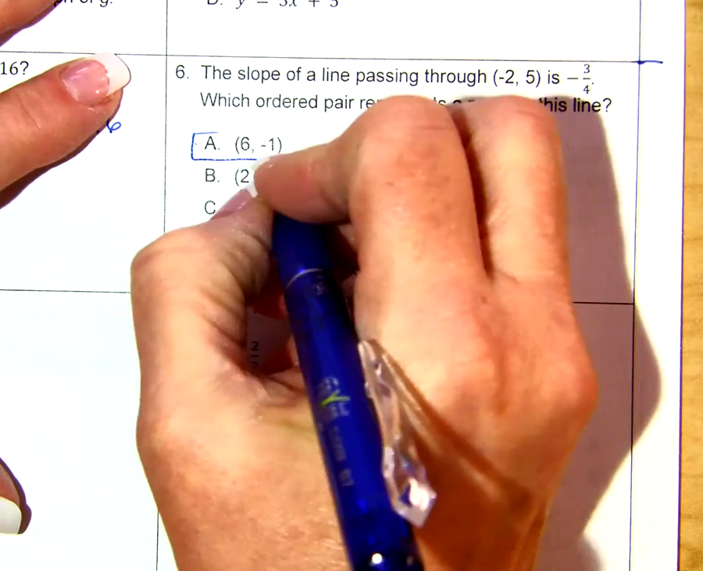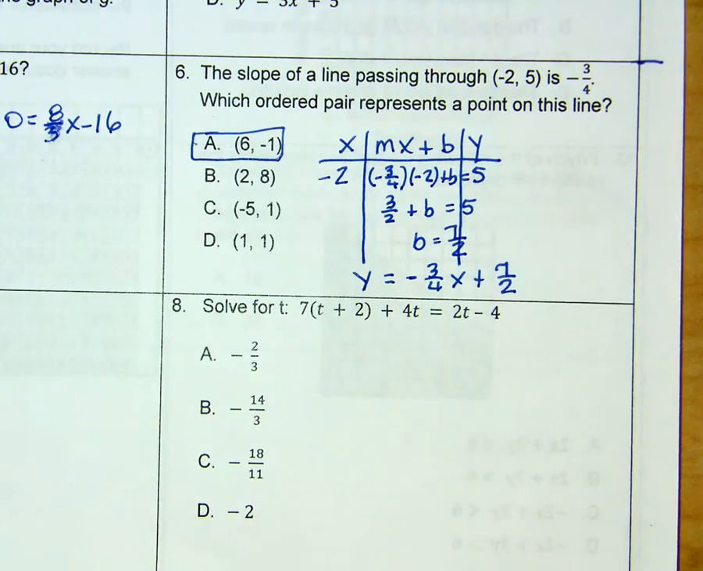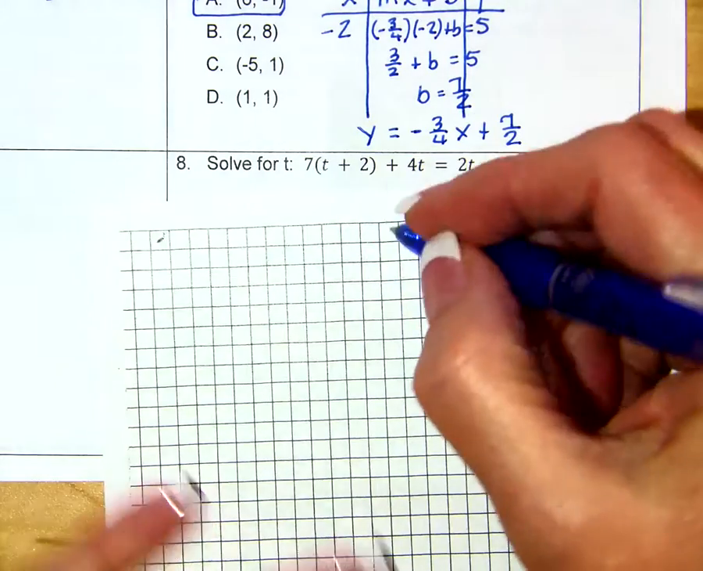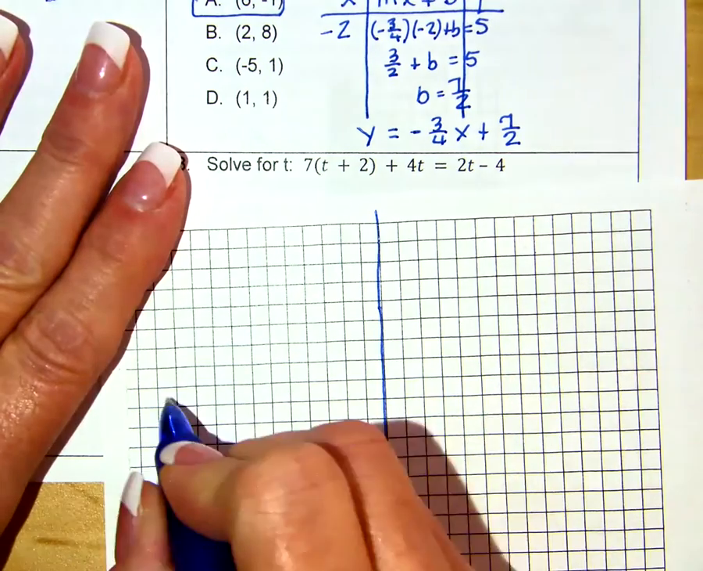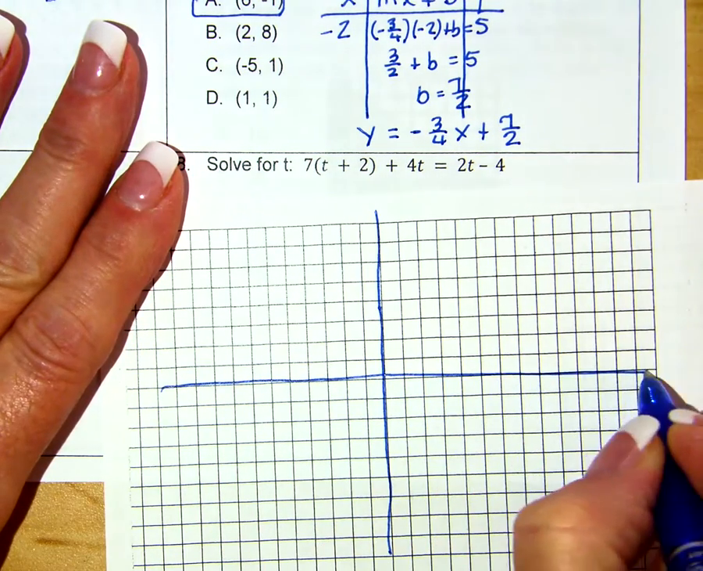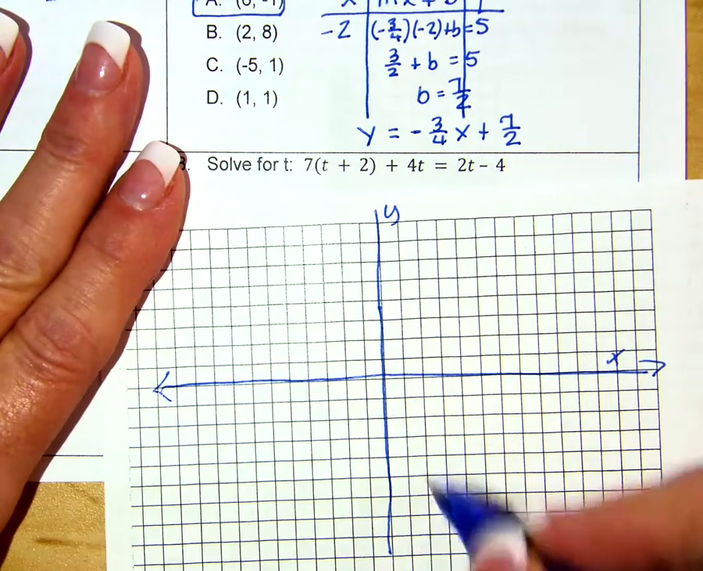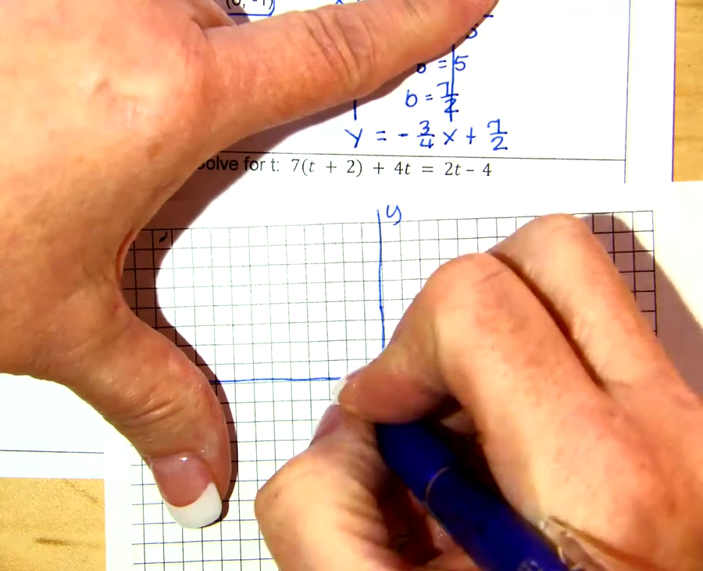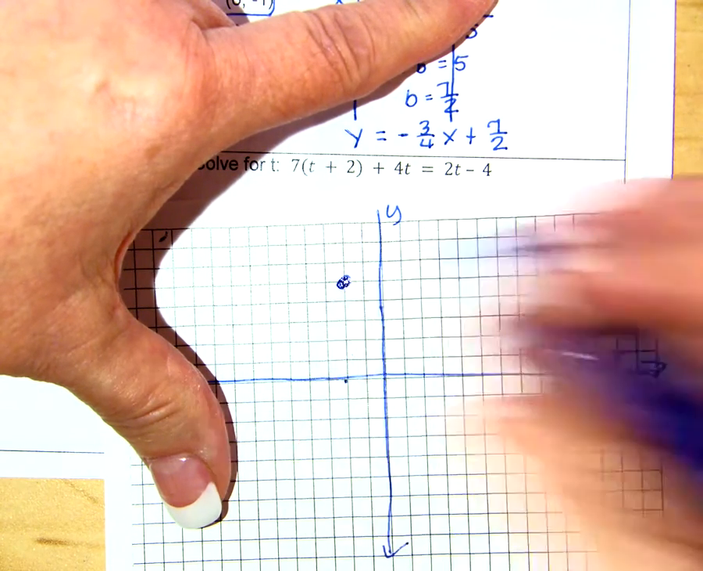Now if you didn't like doing that because you didn't like all those fractions, the other thing you could do is use some of the graph paper that they give you and draw yourself a set of axes. So here we have x and y. And we're going to plot this first point, negative 2, 5. 1, 2, 3, 4, 5. Make that really big. That's our initial point.